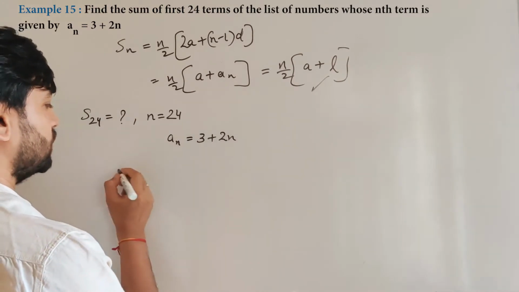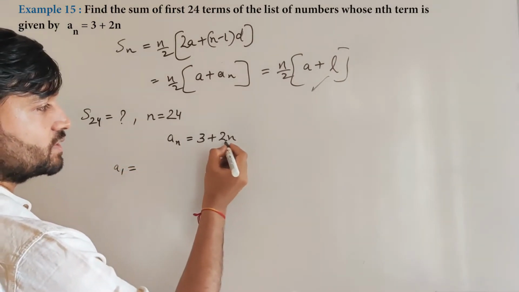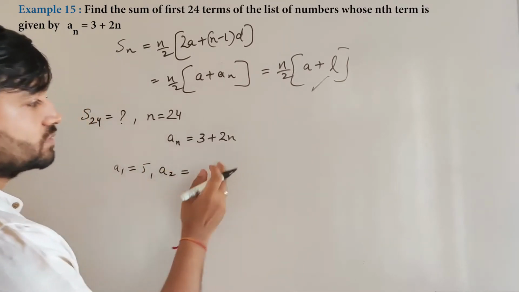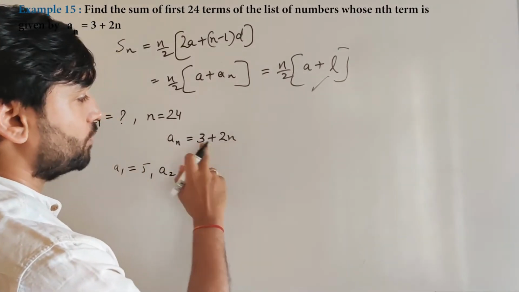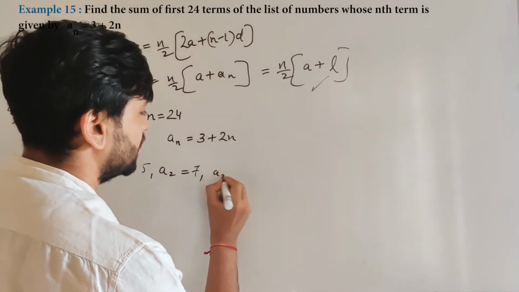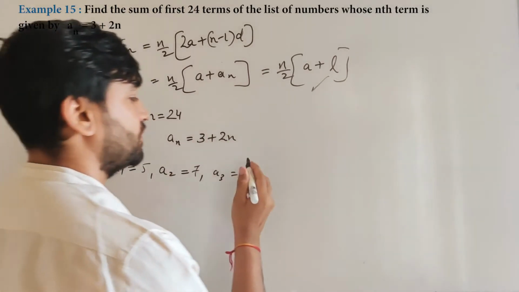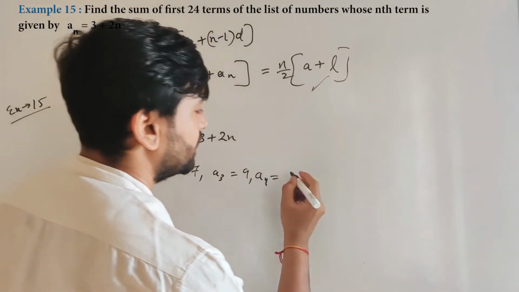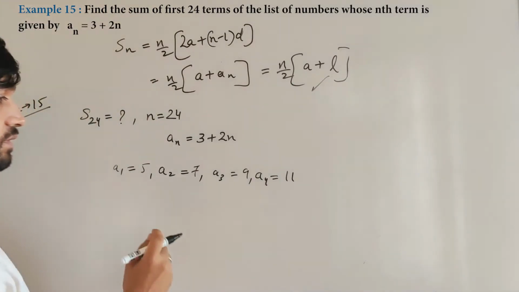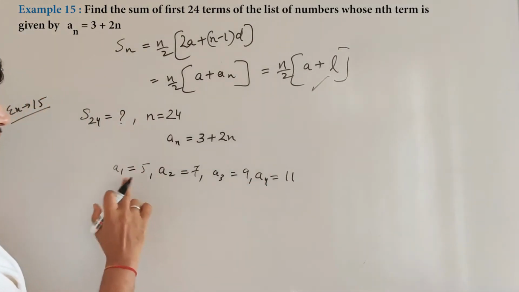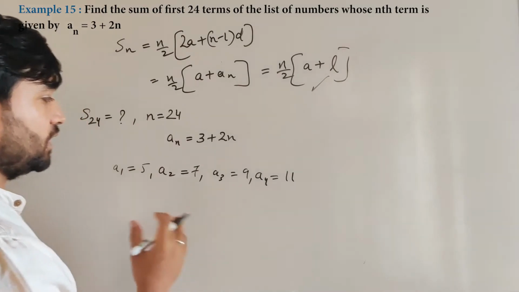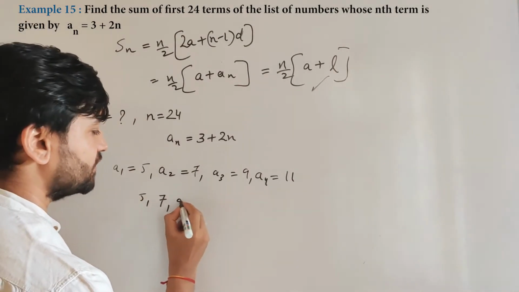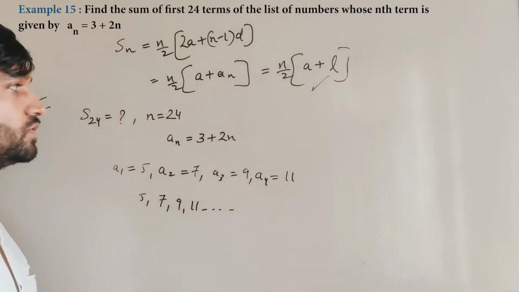So if I put n equals 1, a1, the first term, is 2 plus 3, which is 5. a2, n equals 2, so 2 into 2, 4, plus 3, is 7. a3, 6 plus 3, is 9. And lastly, a4 is 8 plus 3, 11. So from this relation, we get the first 4 terms. In other words, we get the AP: 5, 7, 9, 11 and so on.